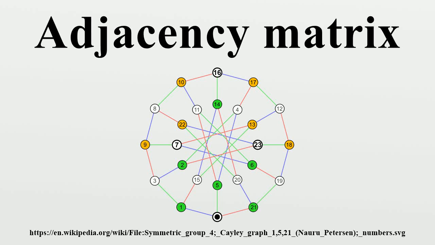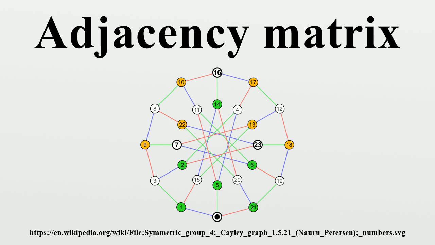In mathematics, computer science and application areas such as sociology, an adjacency matrix is a square matrix used to represent a finite graph. The elements of the matrix indicate whether pairs of vertices are adjacent or not in the graph. In the special case of a finite simple graph, the adjacency matrix is a matrix with zeros on its diagonal. If the graph is undirected, the adjacency matrix is symmetric.